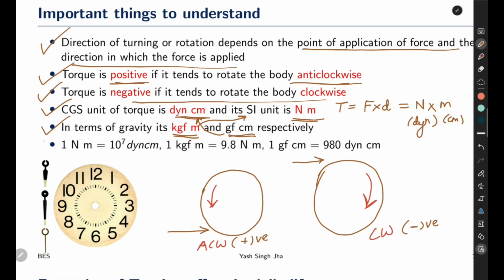How are they all related? We know that 1 Newton is 10 to the power 5 dyne. So 1 Newton meter is 10 to the power 7 dyne centimeter. 1 kgf meter is 9.8 Newton meter. And 1 gf centimeter is therefore 980 dyne centimeter, since 1 Newton meter is 10 to the power 7 dyne centimeter. Moving on.